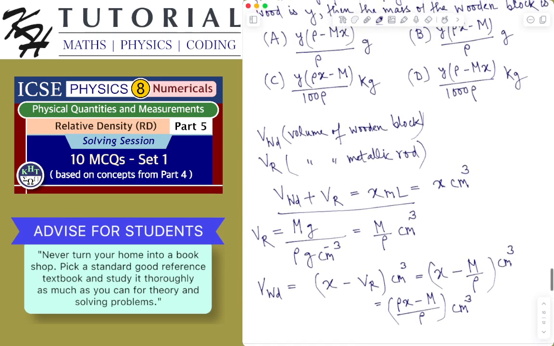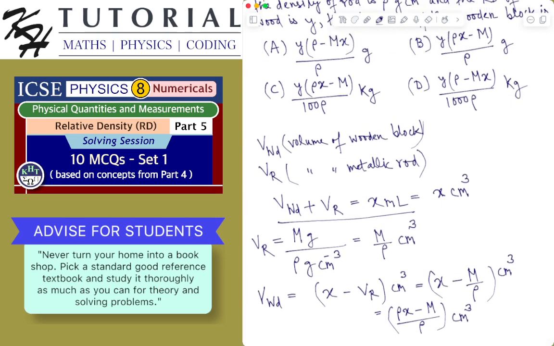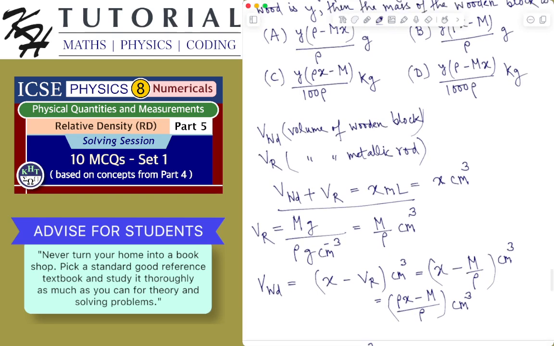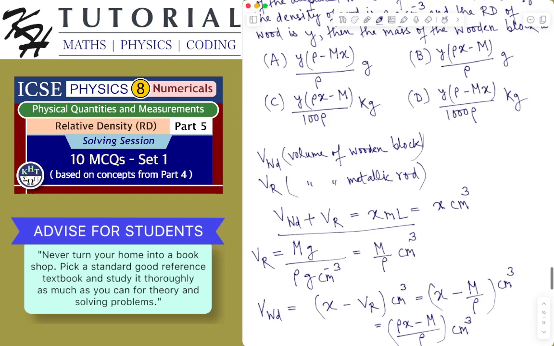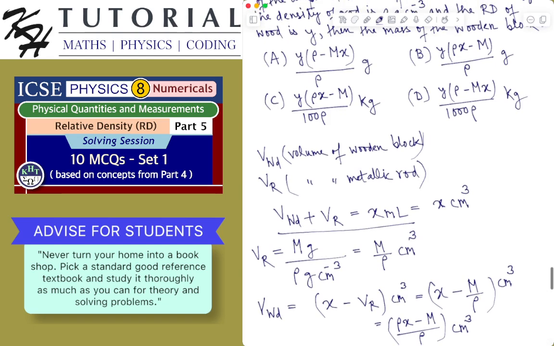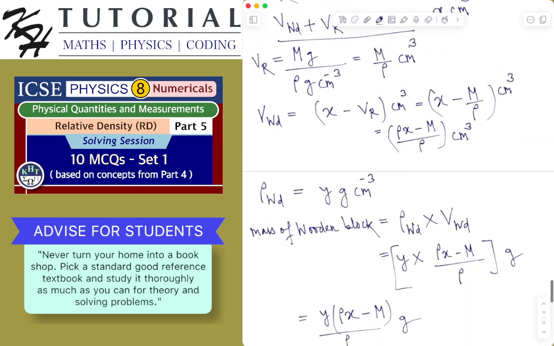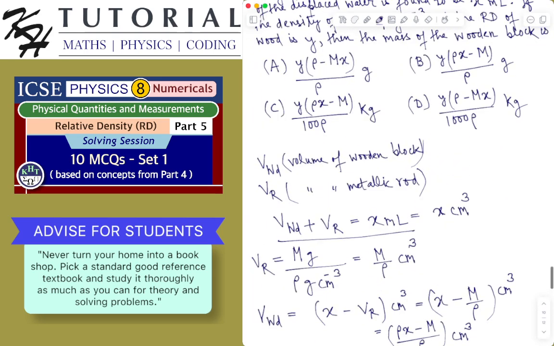Choice A is given to be Y into rho minus Mx. No, the answer is rho x minus M. So clearly A is incorrect. B is given as Y into rho x minus M divided by rho gram. So clearly B is the correct choice. I'm not even verifying whether choices C and D are correct or not, but since it is a single correct choice, choice B is the right choice.